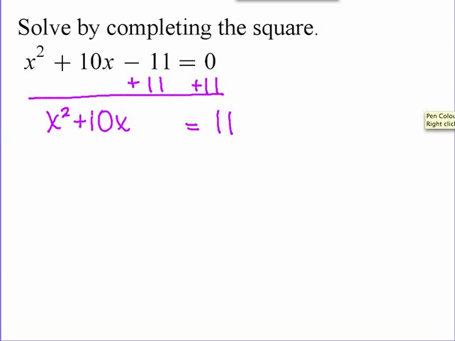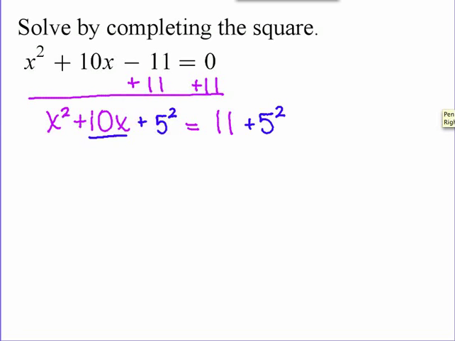Step 2. Which term is the x term? 10x, that's the x term. We're going to take half of that number. So we're going to take half of 10. What's half of 10? 5. I'm going to square it, and then I'm going to add it to both sides. So I take half of 10, I square it, and I add it to both sides. That's step 2.